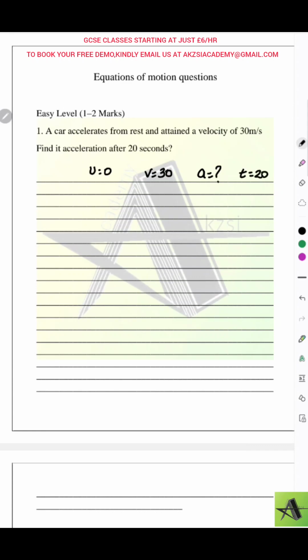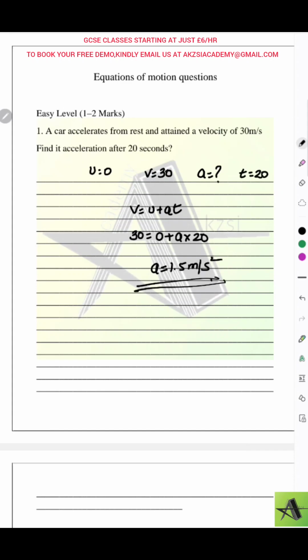Now it helps us in finding which equation of motion. Clearly, the equation of motion that has all these parameters is your first equation of motion, that is V = U + AT. Final velocity is 30, initial is 0, A we have to calculate, T is 20. So A is 1.5 meters per second squared.